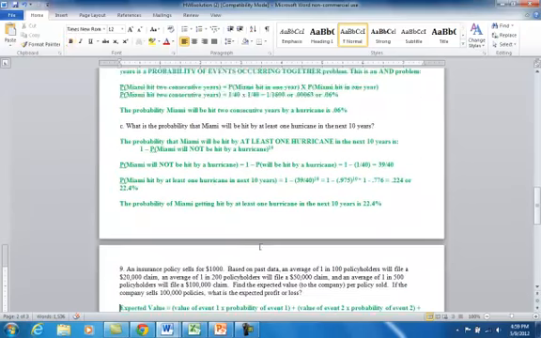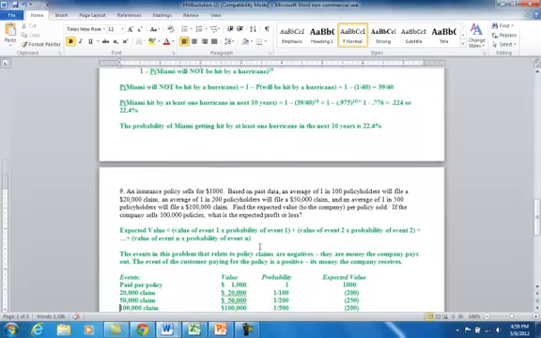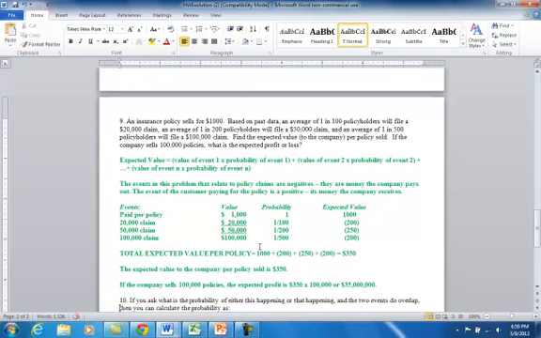Let's look at number 9, which I believe is not our last one. Okay, so we have an insurance policy. It sells for $1,000. This is an expected value problem. We have to find all the events. Anytime you see money in here, expect there to be an event. So first thing I do is I look at insurance policy sells for $1,000. There's my first event, and I paid per policy.